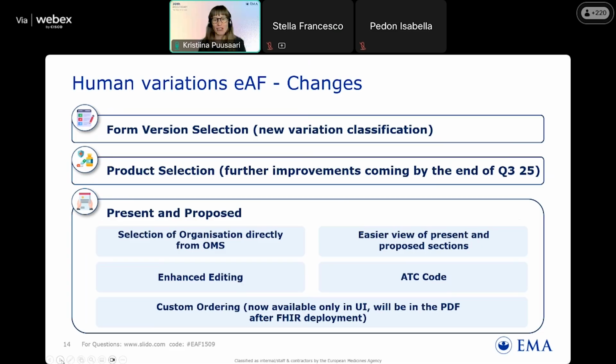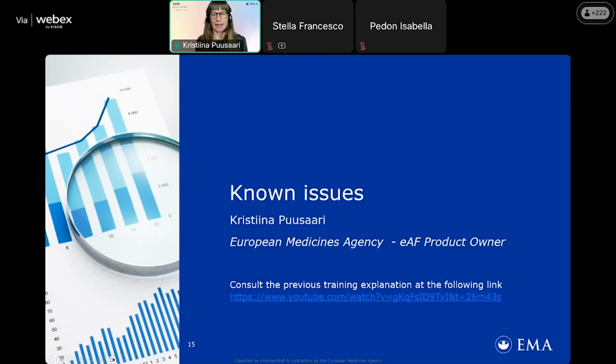When we talk about sections, this means the free text fields and the address fields in the present and proposed. At this moment, it is only available in the UI. So when you're actually working on your form, you can do these changes in the user interface, but in the PDF, they're not yet available. So the sections stay as they are. However, after the Fire deployment on the 25th, also in the PDF export, we can see the sections of the form in the correct order. We can move to the next slide, and just a very quick glance at the known issues.